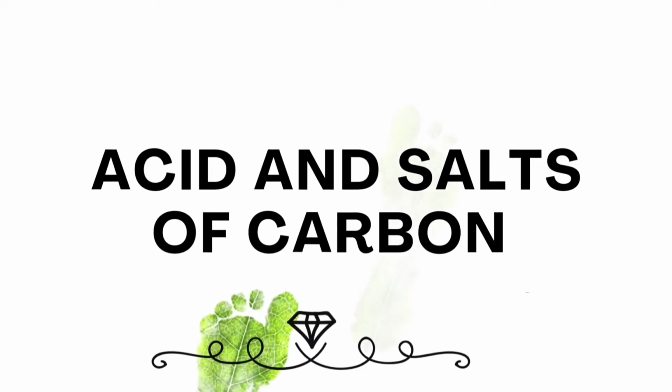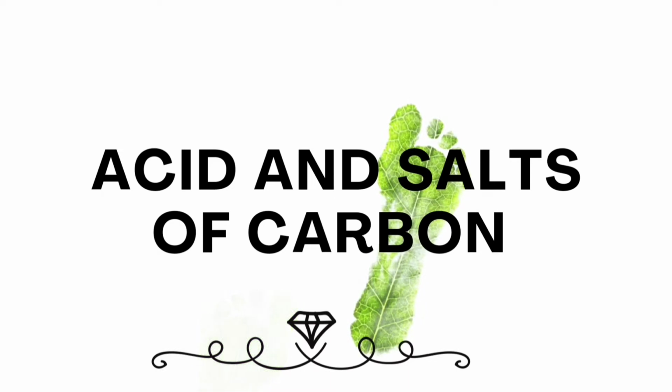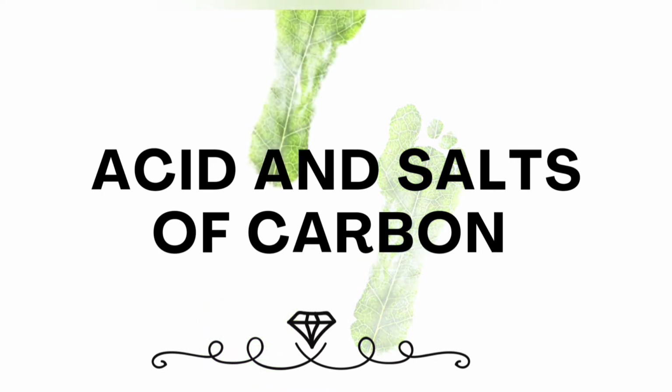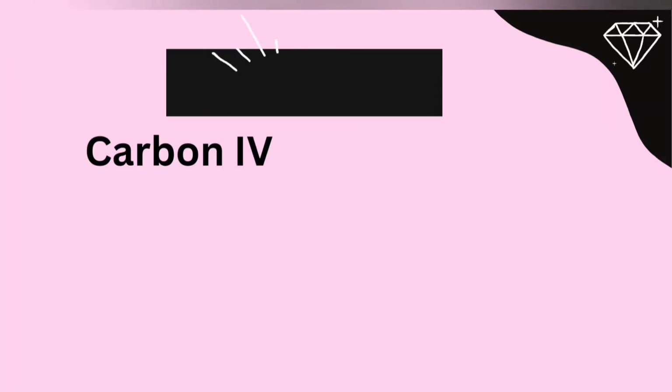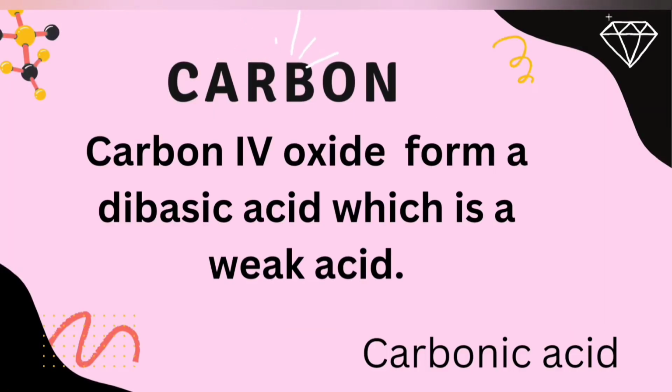In today's lesson we'll look at acid and salt of carbon. Remember in our last lesson we looked at oxides of carbon. We said carbon forms two major oxides, which are carbon 4 oxide and carbon 2 oxide. Today we want to look at acid of carbon and the salts of carbon. Now when carbon 4 oxide is dissolved in water, remember in our last class we said it forms what?